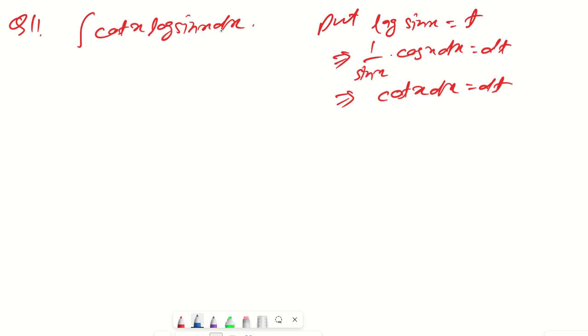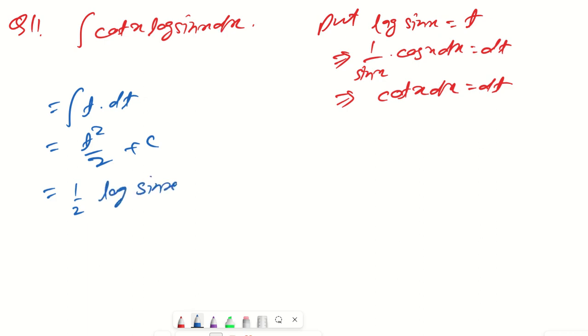So by putting that, we are going to get t into cot x dx can be dt. So this is going to be, what is the integration of t dt? T square by 2, plus some constant c. So t square by 2 can be written as 1 by 2 times log of sin x whole square, plus some constant c.